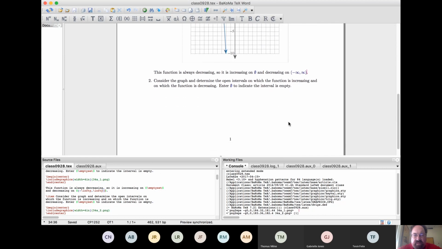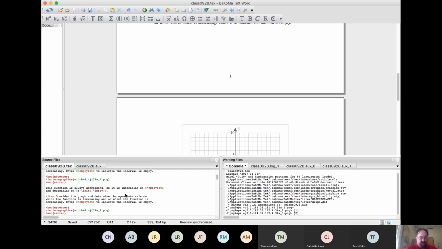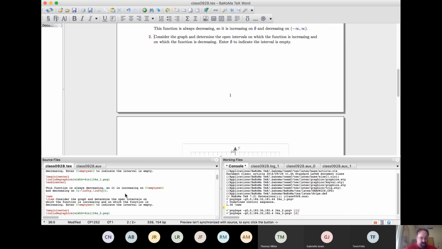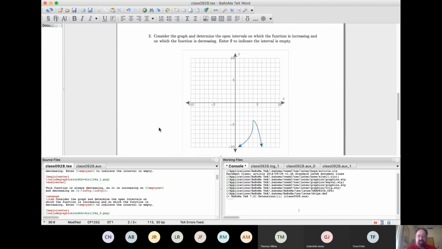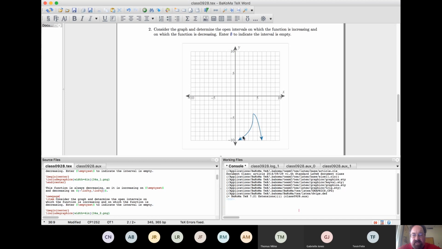Now the next problem is similar. Here again we have a graph, and you're asked to determine where the function is increasing or decreasing. I found that a lot of students have difficulty interpreting what's happening in these graphs. What we see here is, at first, for the left part of the graph, the function is increasing up until this point, and then afterwards it's decreasing.